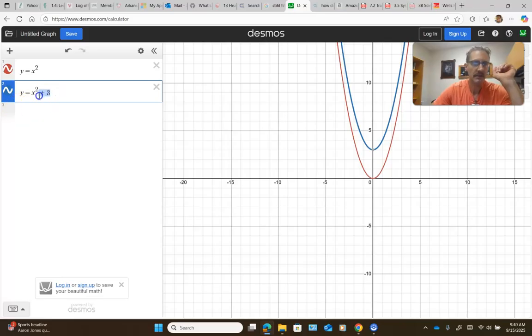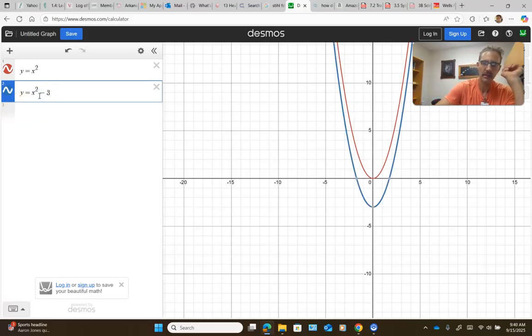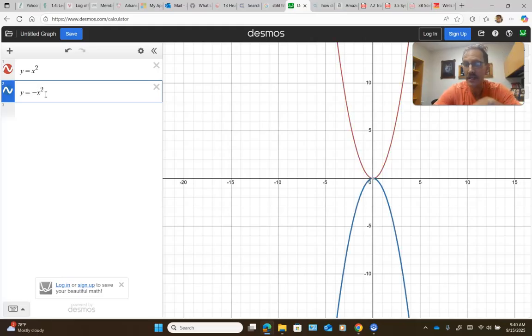What if instead of adding 3 I subtract 3? Well, now look, it shifts downward. Or what if I put a negative sign in front of that x squared? Let's see what happens. It turns it upside down. Basically what happens there is all of those y-coordinates change sign. They all become negatives.